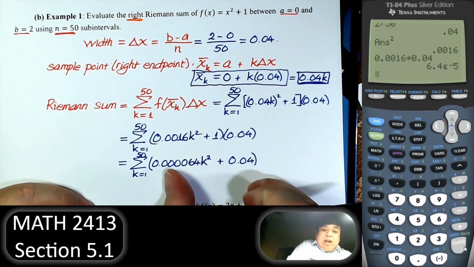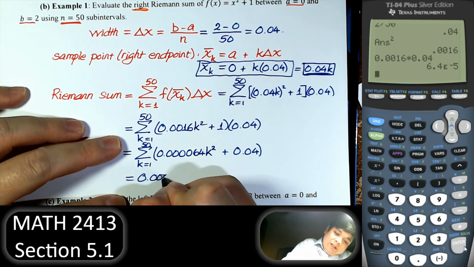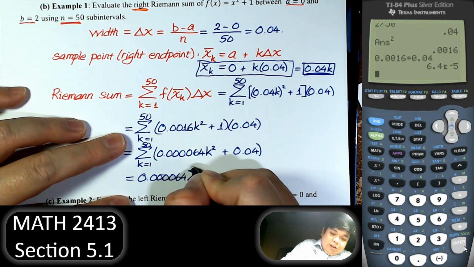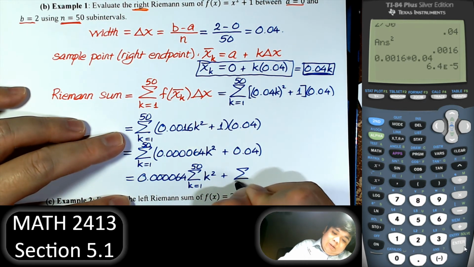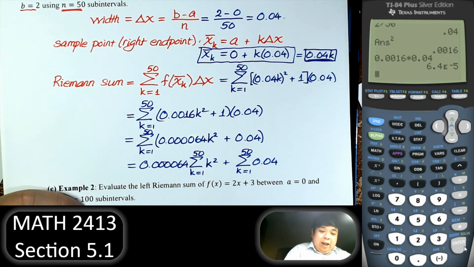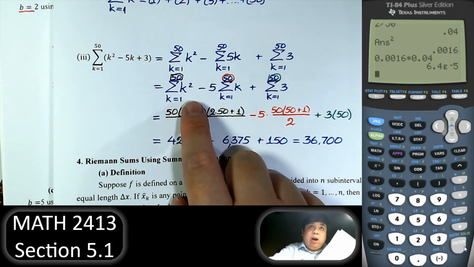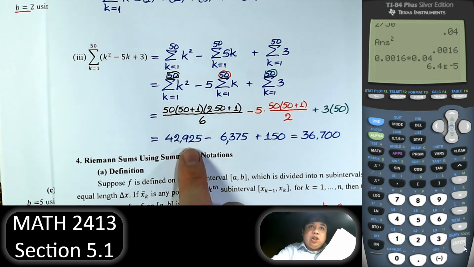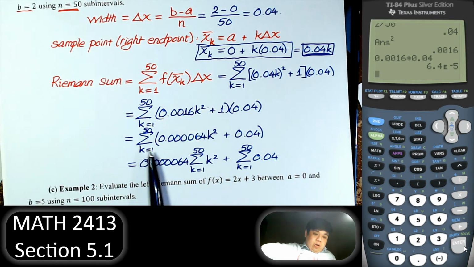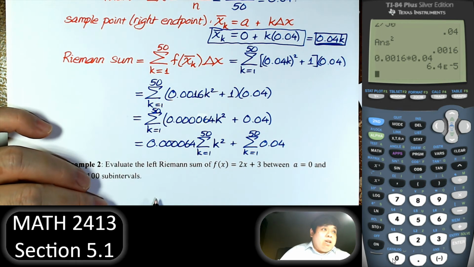0.04, right? And because here we can split and factor out a 0.0064 k square, and we actually did that already, from 1 to 50 for k square, that is 42925, the sum of k square from 1 to 50. So we will have that number.